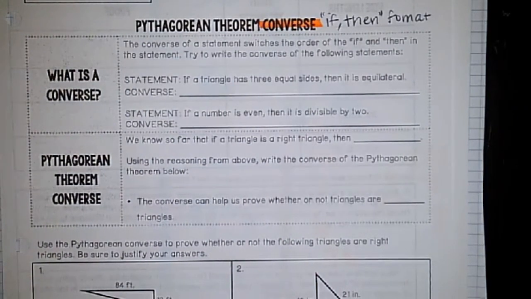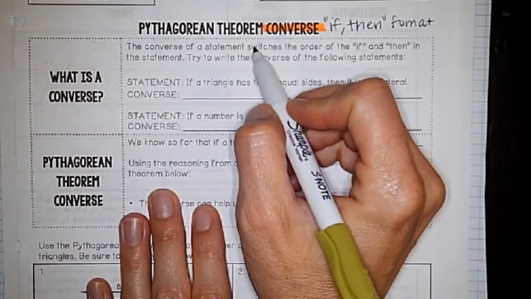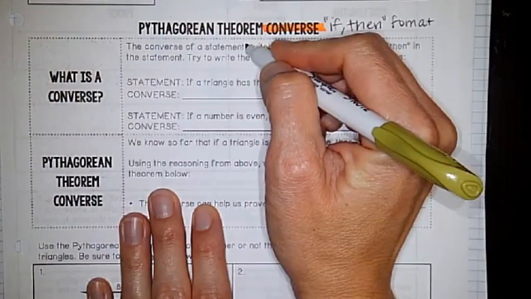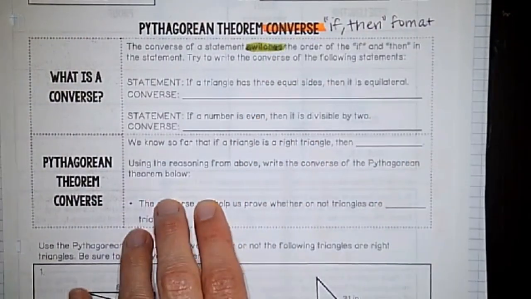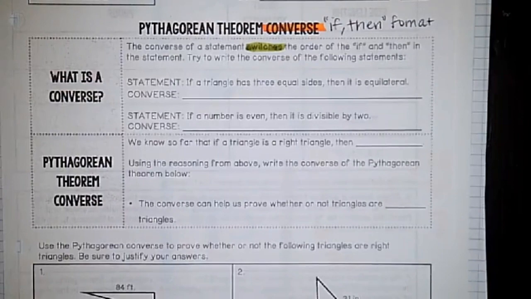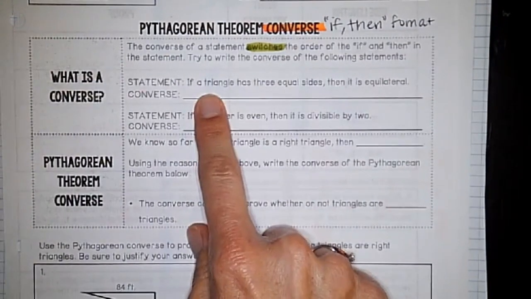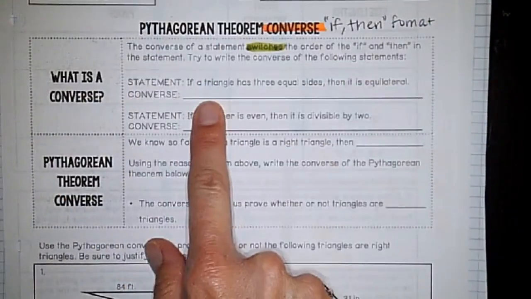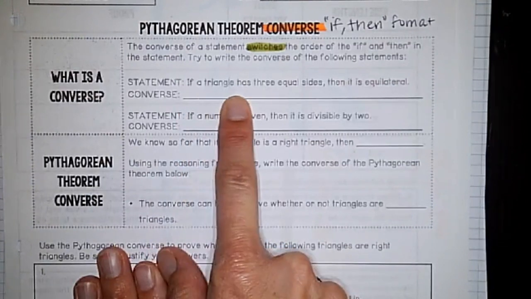So we're going to try to write a converse of the following statements. We're going to practice by writing a converse. What does the converse do? It does what? It switches the order of the if and then statements. So let's write a converse of this statement right here. It says, if a triangle has 3 sides, then it is equilateral.